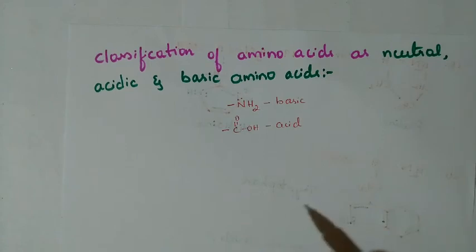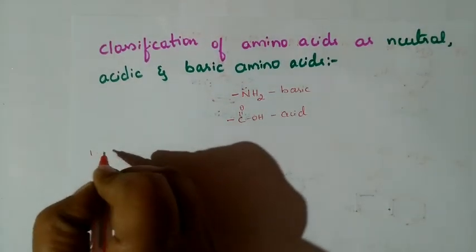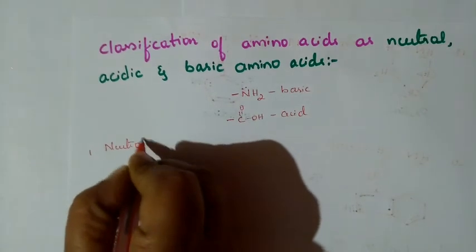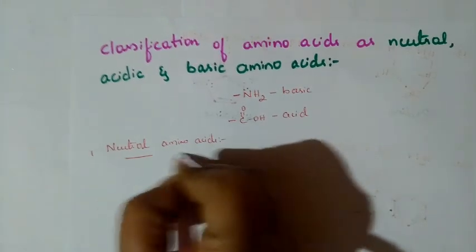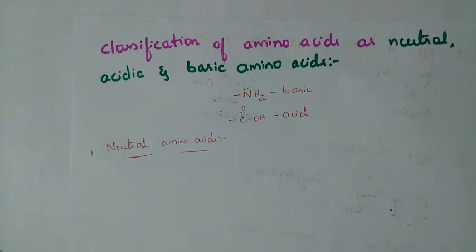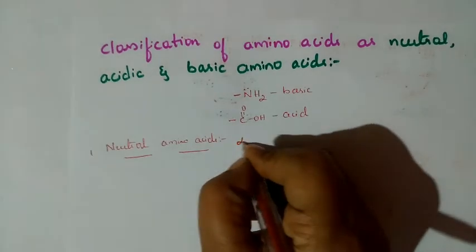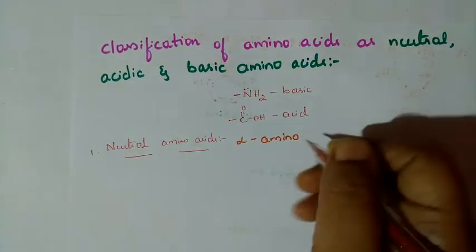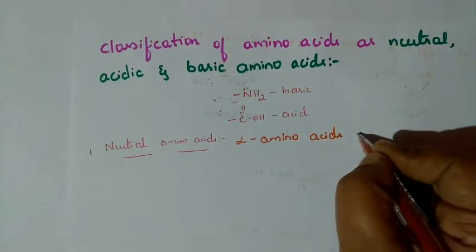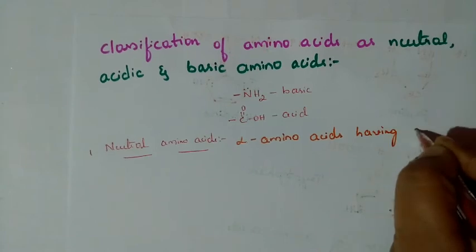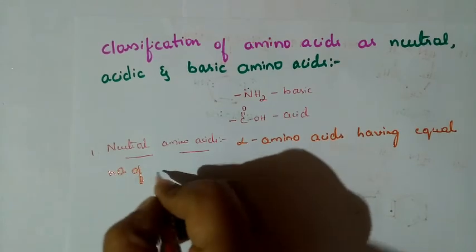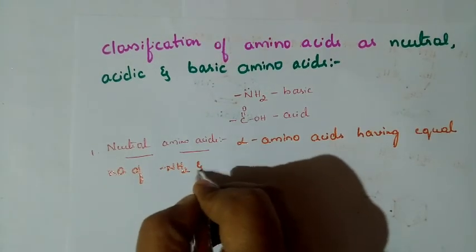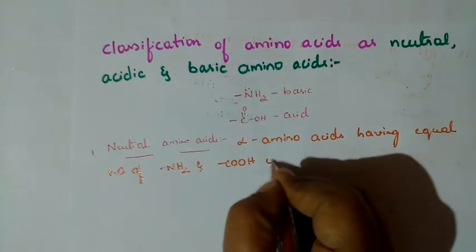So how we are going to define them: in case of neutral amino acids, alpha amino acids having an equal number of NH2 and COOH groups.